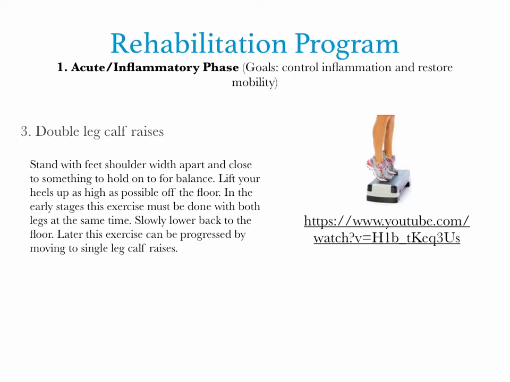The third exercise is double leg calf raises. Stand with feet shoulder width apart and close to something to hold onto for balance. Lift your heels up as high as possible off the floor. In the early stages, the exercise must be done with both legs at the same time. Slowly lower back to the floor. Later, this exercise can be progressed by moving to single leg calf raises. And on the side, I have a YouTube video showing this exercise.